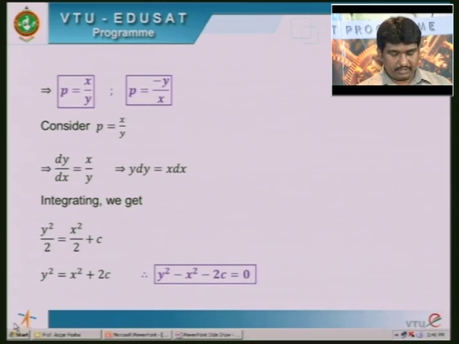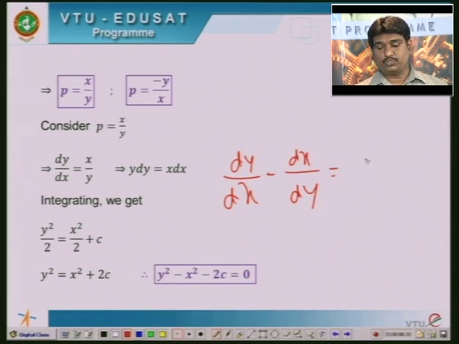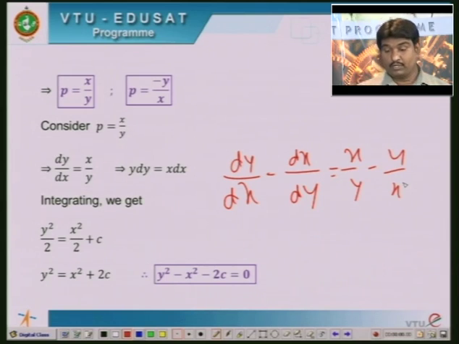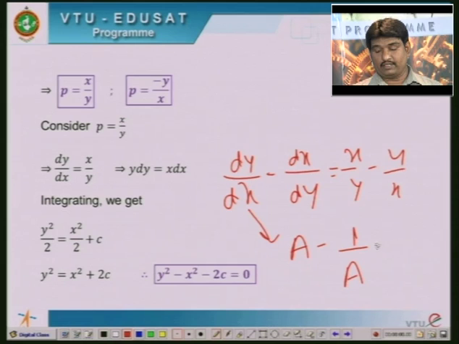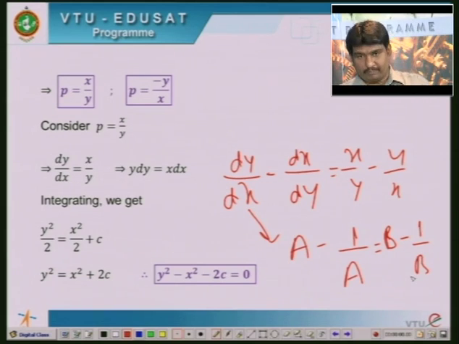I will tell you a shortcut method of doing this. The given differential equation was like this: dy by dx minus dx by dy equals to x by y minus y by x, or y by x minus x by y, vice versa, whatever it may be. I can call this as a. Dy by dx is a, then dx by dy is reciprocal of that, 1 by a. I will call x by y as b, and in that case y by x will be reciprocal of x by y, which is 1 by b. You can see a minus 1 by a equals to b minus 1 by b.